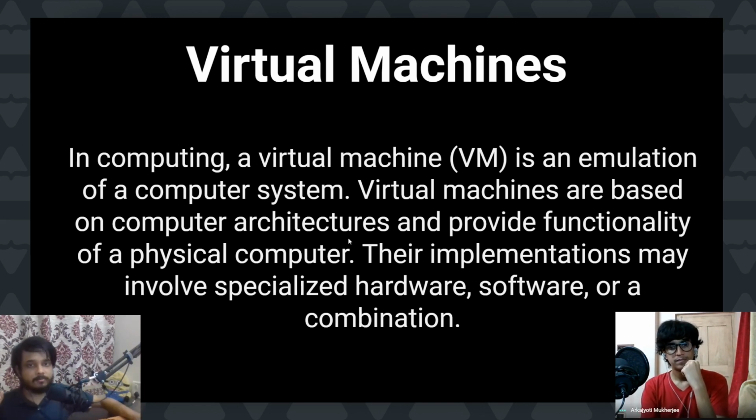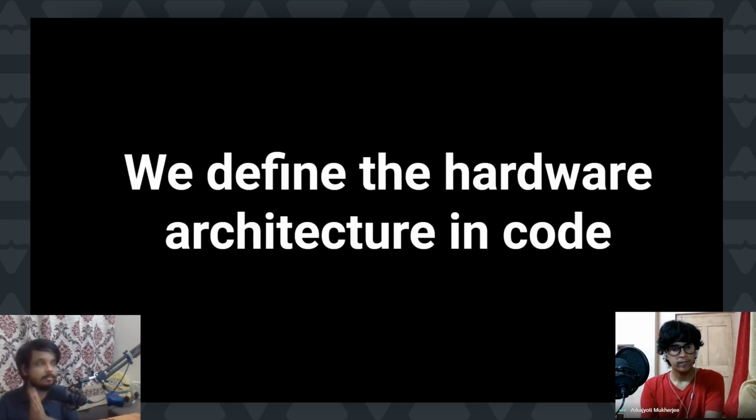Now, the thing about virtual machines is that it might be emulating some piece of hardware, like you use VMware or something like that, or it might be a platform, kind of a theoretical machine that has been defined and then implemented in software, like JVM. Java Virtual Machine is also a virtual machine which helps us run Java code for every kind of platform, because it sits atop the OS, right? So yeah, in one line, we define the hardware architecture in code.